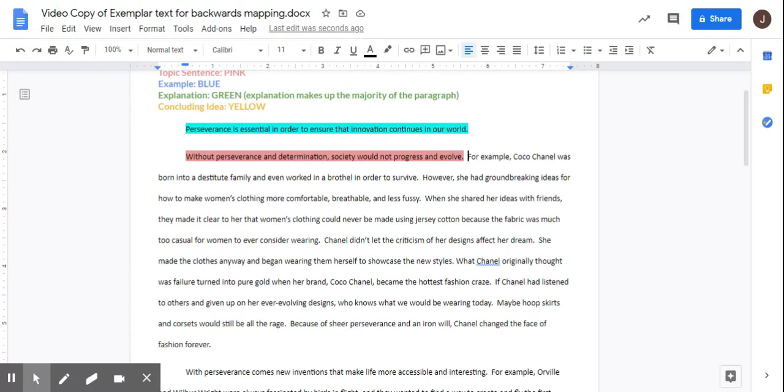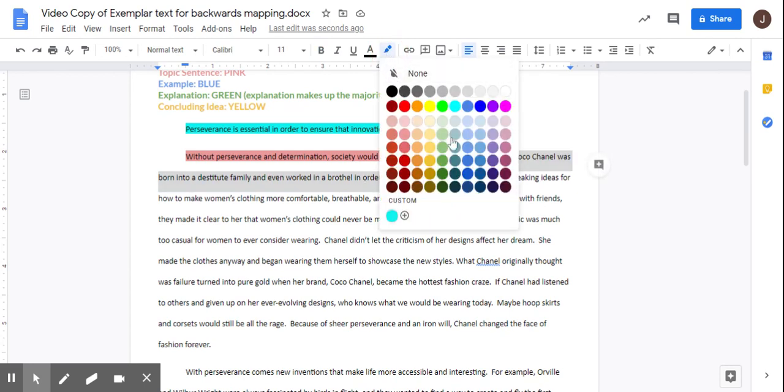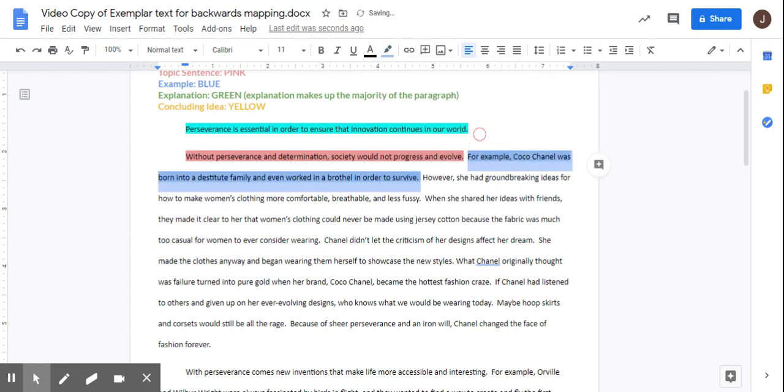For example, so we're starting our example here. Coco Chanel was born into a destitute family and even worked in a brothel in order to survive. However, that however is signaling that we're going to continue talking about this and continue explaining it. So I believe that's going to be the beginning of our explanation. So I'm going to highlight the sentence before, where it starts with for example, and I'm going to highlight it blue because blue is what we use for examples.